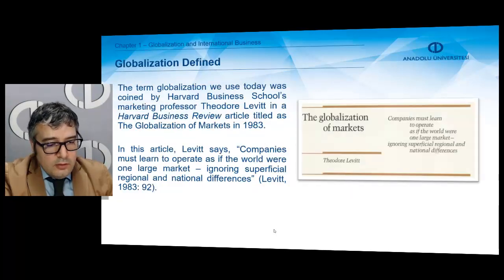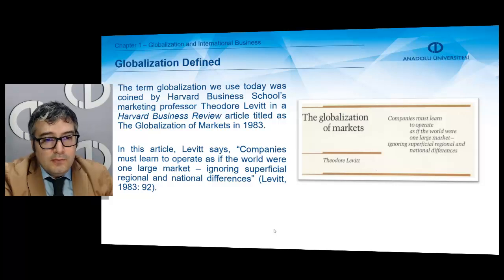So the term globalization we use today was first coined by Harvard Business School marketing professor Theodore Levitt, in a Harvard Business Review article titled The Globalization of Markets in 1983. In this article, Levitt says companies must learn to operate as if the world were one large market, ignoring superficial regional and national differences.